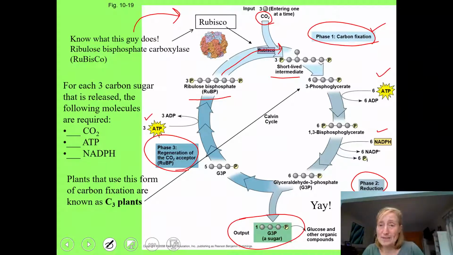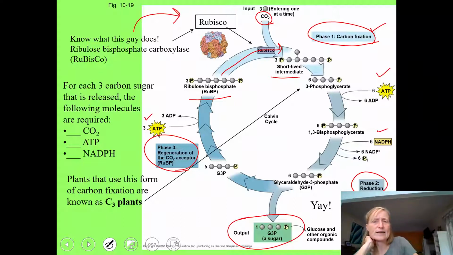Now, what happens to this intermediate? And also, why are we following 3 carbon dioxides going through this cycle? Why aren't we just following 1? That seems odd to me, but we'll think about that in a minute.